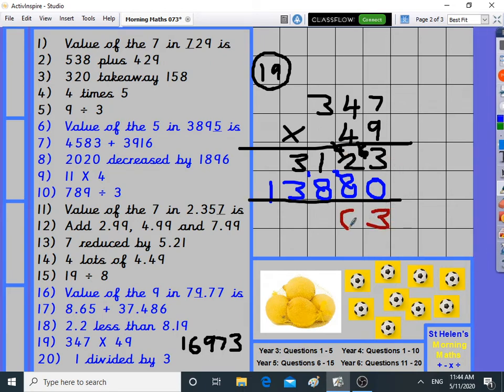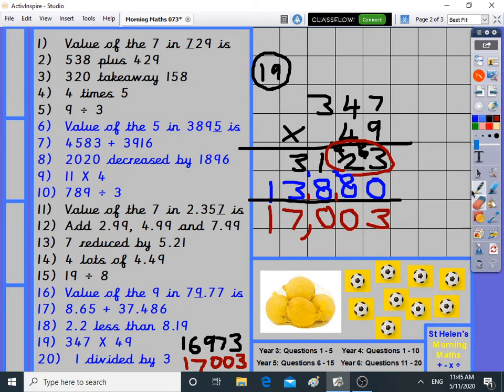3, 10, 17,003 I've got this time. 17,003. So I've done it twice. I went wrong here. I think I got it right this time. 17,003. But you don't actually know for sure if it's the second time you did it that made it go right, or if the first time was right, because I've got two different answers, haven't I?